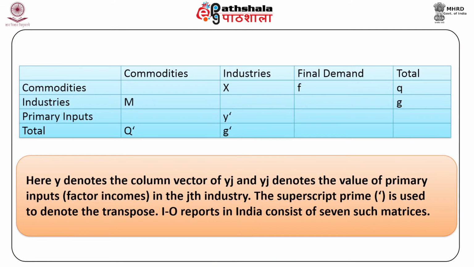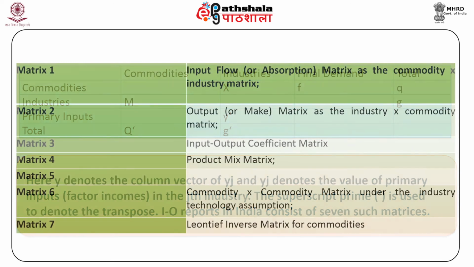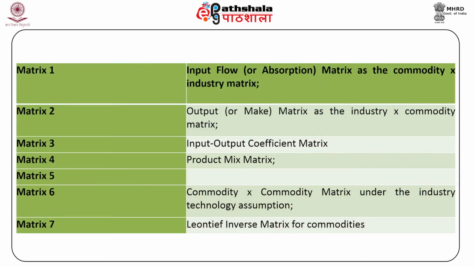Here, Y denotes the column vector of Yj, and Yj denotes the value of primary inputs, that is factor incomes in the jth industry. The superscript prime is used to denote the transpose. IO reports in India consist of 7 such matrices. Table 3 presents a bird's eye view of input-output accounts. Table 3, IO report matrices. This table shows matrix 1, matrix 2, matrix 3, matrix 4, matrix 5, matrix 6 and matrix 7.